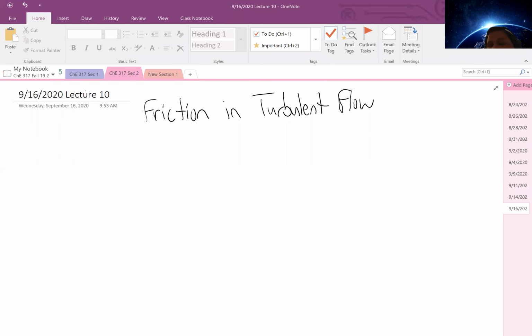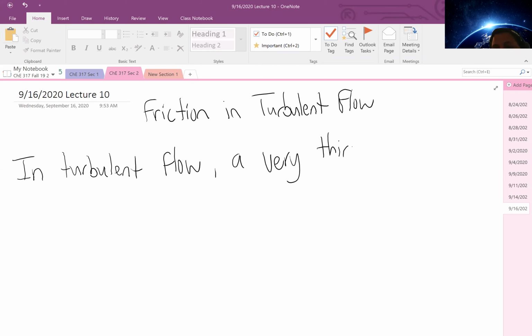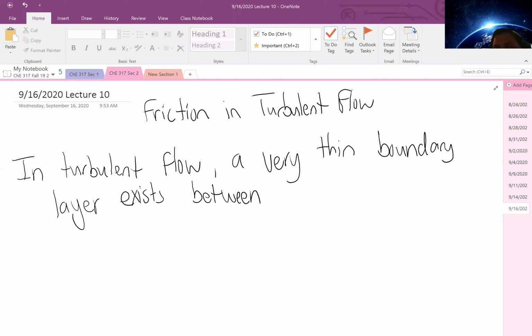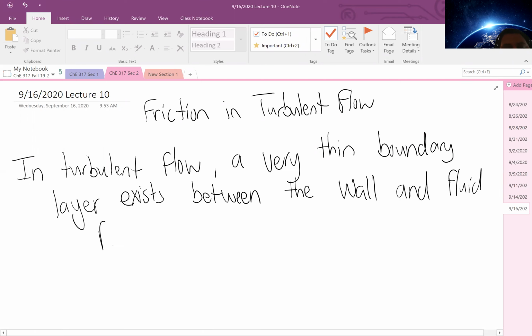So, in turbulence, or in turbulent flow, a very thin boundary layer exists between the wall and fluid flowing in our system.